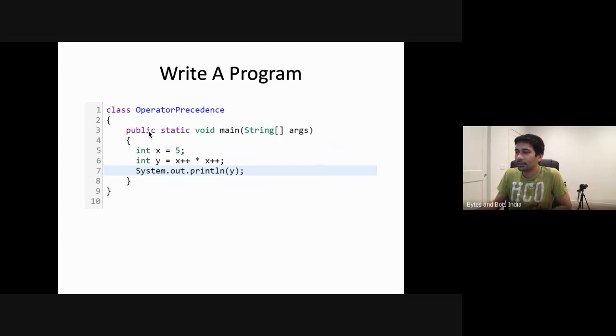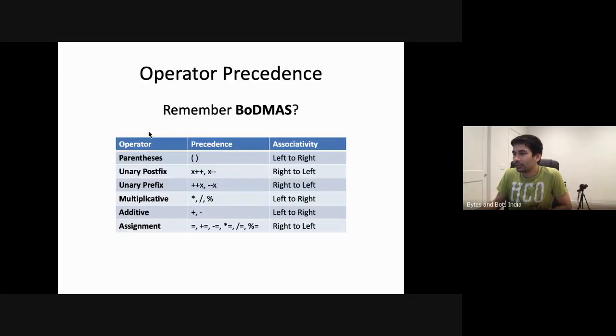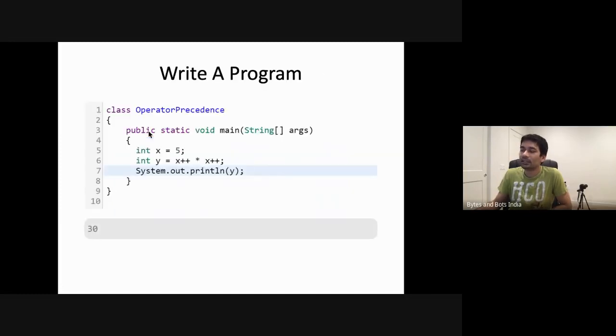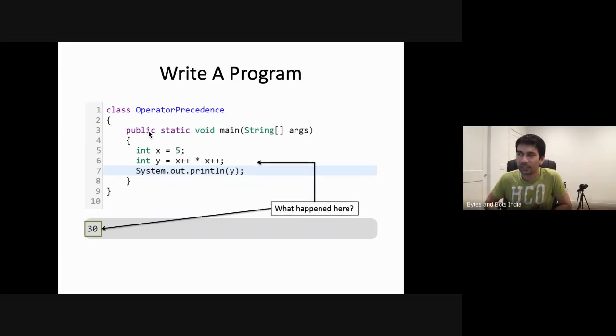The reason why, let's go back to this real quick. So multiplicative is left to right associative, which means you rightly said that the first x++ would have been 5 and the next is 6. But the reason why it is this way is because there's a multiplication in the middle. So it will first evaluate what is to the left of it, which is the first x++.